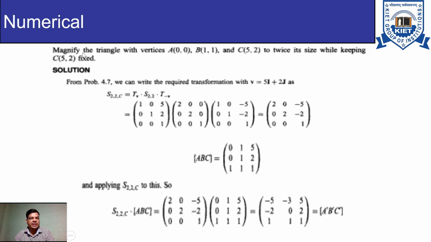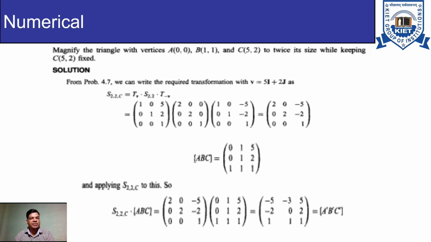It says: magnify the triangle with vertices A (0, 0), B (1, 1) and C (5, 2) to twice its size while keeping C (5, 2) fixed. Again, in this case we have to multiply three matrices. First we have to perform the translation. We have to move the fixed point to the origin. For that we perform a translation.